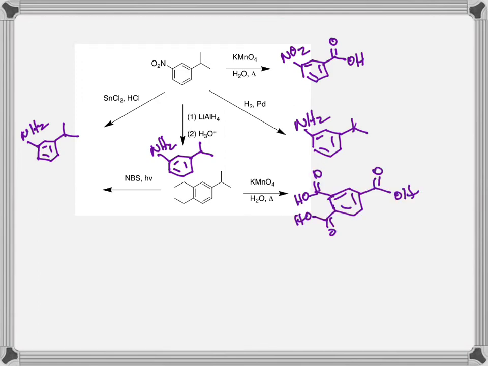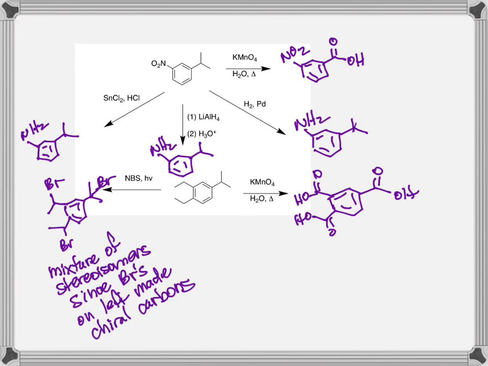First, we'll look at side chain oxidation. In this case, all three of the side chains are oxidized because they all have hydrogens on the benzylic carbons. And last, we will look at NBS and light, and that gives us bromine in all three benzylic positions, and we're going to get a mixture of stereoisomers on the left side of the ring because there are new chiral carbons that are formed.